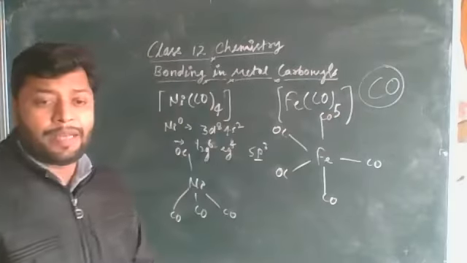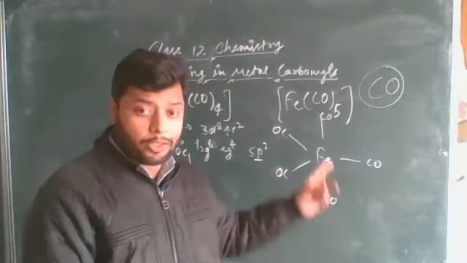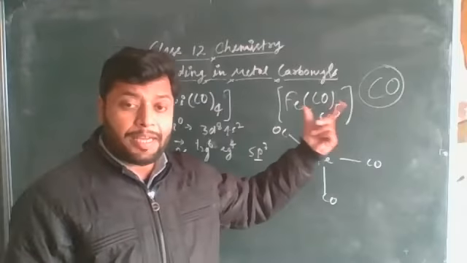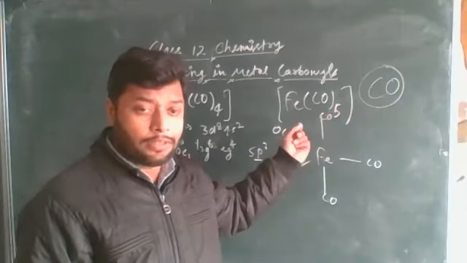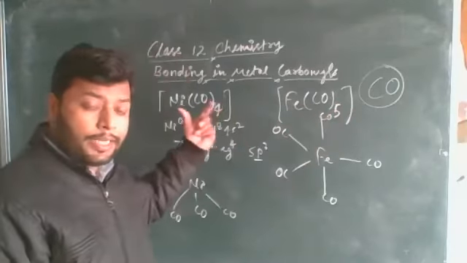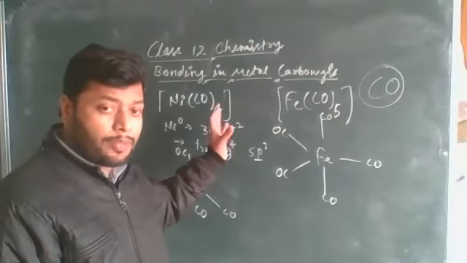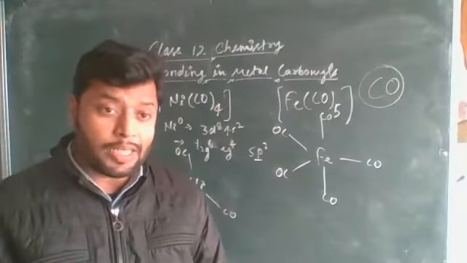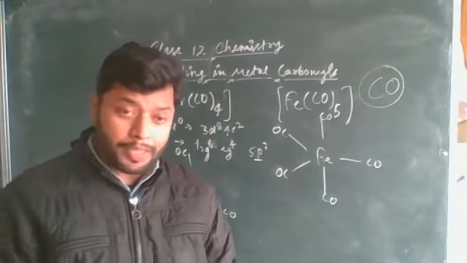So the trigonal bipyramidal structure of this complex, you can write the name also: pentacarbonyl iron, oxidation state 0. Tetracarbonyl nickel is the name of the complex. The next example in the same series is chromium.